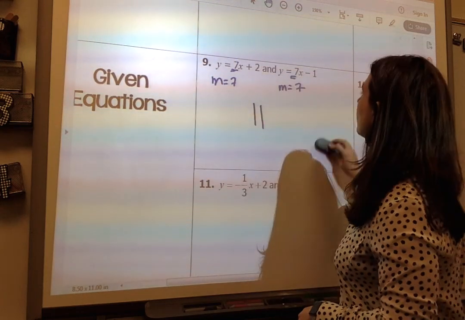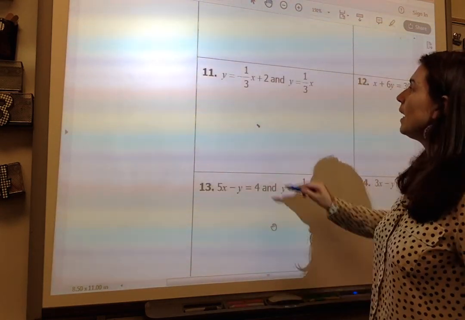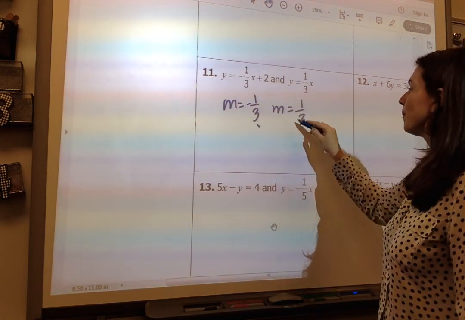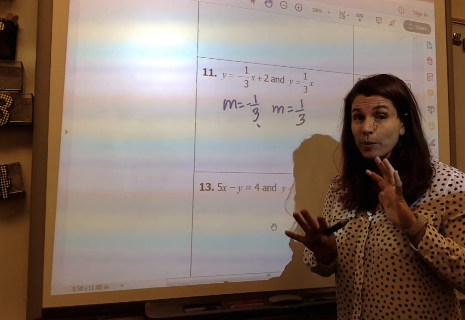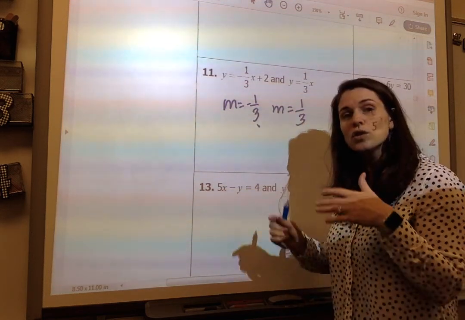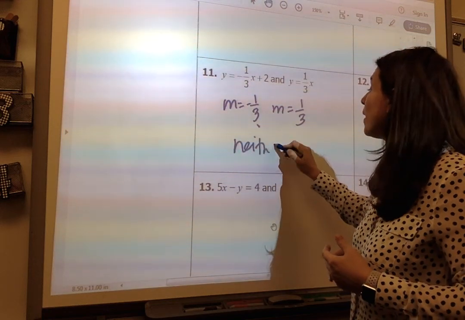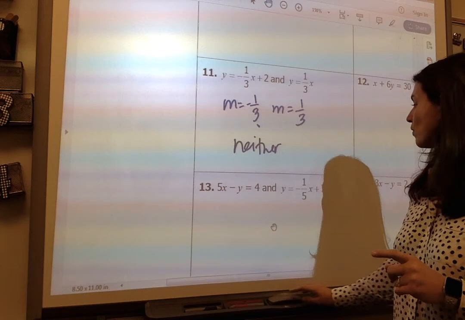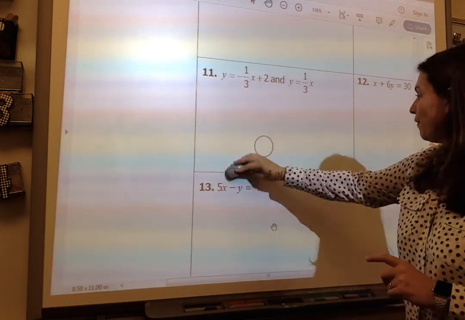Let's take a look at number 11. Here I have a slope of -1/3, and here I have a slope of 1/3. One's negative, one's positive, but they're not negative reciprocals. And negative 1/3 and positive 1/3 is not the same. So while they look similar, these guys are nothing. They're neither. They're neither parallel or perpendicular because they're not the same and they're not negative reciprocals. Okay? All right, let's look at 13.